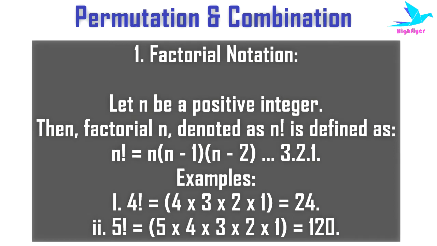Let n be a positive integer, then factorial n, denoted as n followed by an exclamation sign, is defined as n factorial equals n into n minus 1 into n minus 2 into n minus 3, and so on till we reach 1. For example, 4 factorial equals 4 into 3 into 2 into 1 equals 24. 5 factorial equals 5 into 4 into 3 into 2 into 1 equals 120.